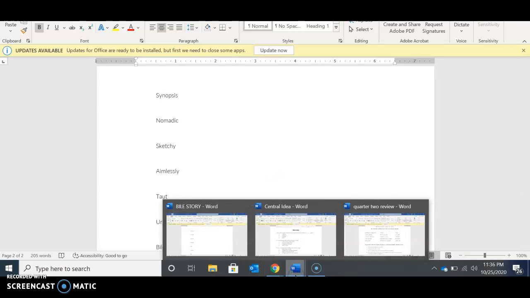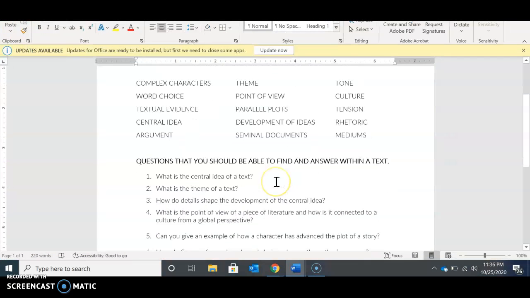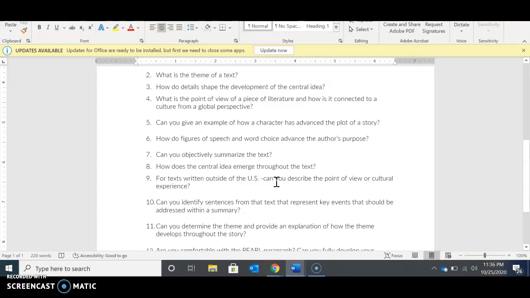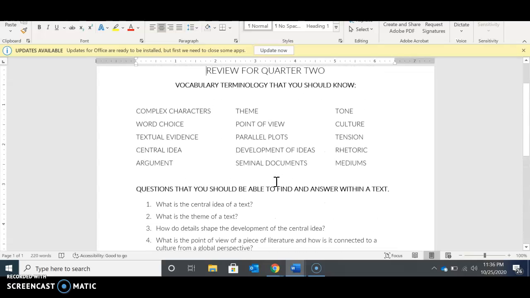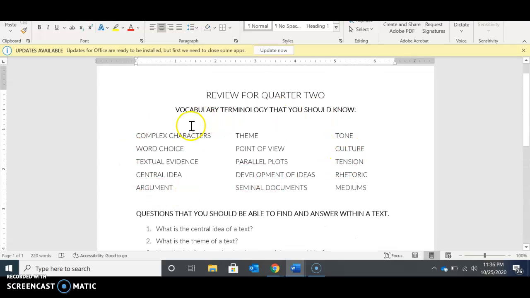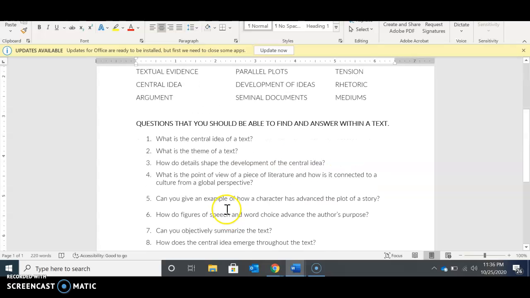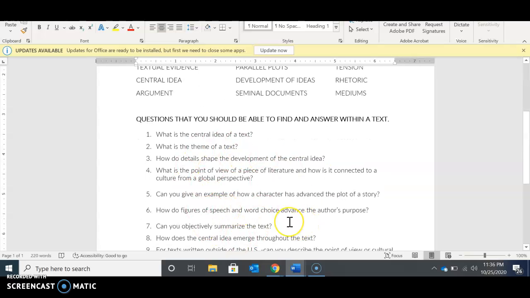In preparing you all for some of the assessments coming up, I went ahead and I know I showed this to you last week, but we ran out of time and were unable to do it. So hopefully we'll get to it this week. And this just shows the different terminology that we need to know and the different standards that you all need to be able to tackle.